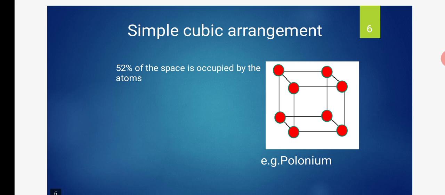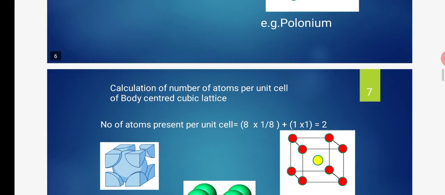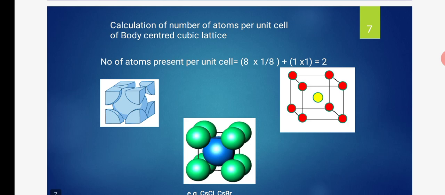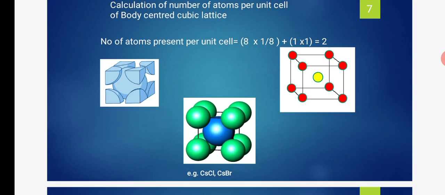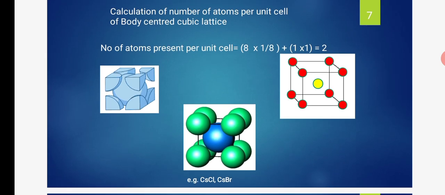Simple cube arrangement is shown here. 52% of space is occupied by the atoms. Polonium is the example taken. Now here, calculation of number of atoms per unit cell of body centered cube. Here all the 3 pictures are shown 3-dimensionally. Examples are also given, cesium chloride and cesium bromide.